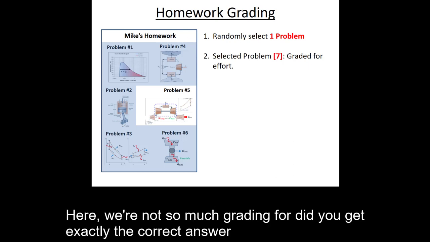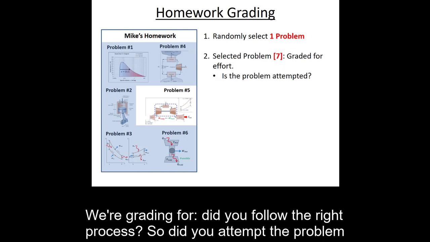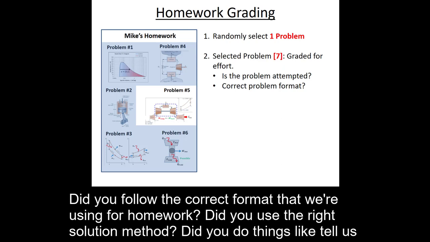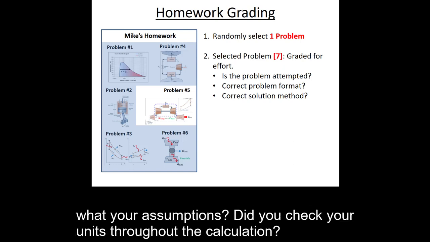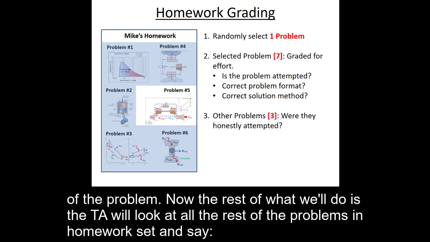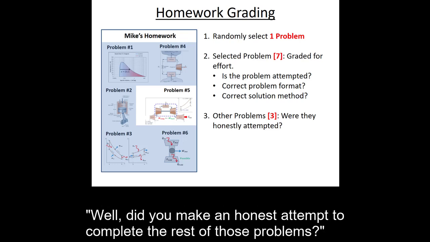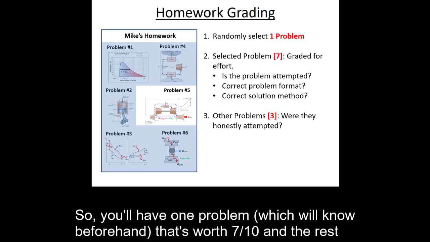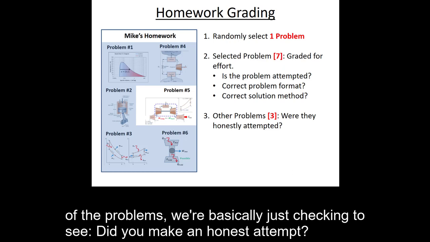Here, we're not so much grading for did you get exactly the correct answer. We're grading for did you follow the right process. So did you attempt the problem? Did you follow the correct format that we're using for homework? Did you use the right solution method? Did you do things like tell us what your assumptions are? Did you check your units throughout the calculation? Did you comment on whether or not the sign of your answer makes sense according to your physical understanding of the problem? Now, the rest of what we'll do is the TA will look at all the rest of the problems in the homework set and say, did you make an honest attempt to complete the rest of those problems? So you'll have one problem, which you won't know beforehand, that's worth 7 out of 10, and the rest of the problems we're basically just checking to see, did you make an honest attempt?